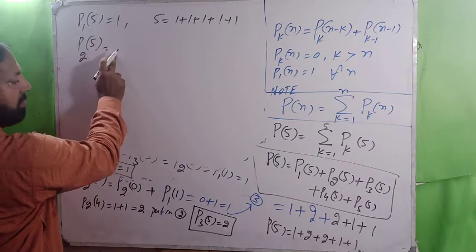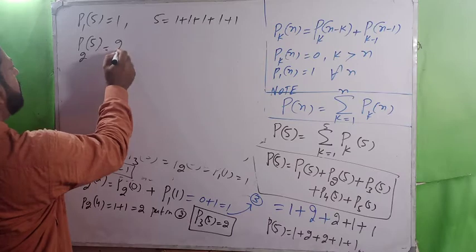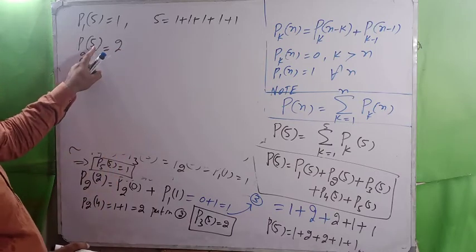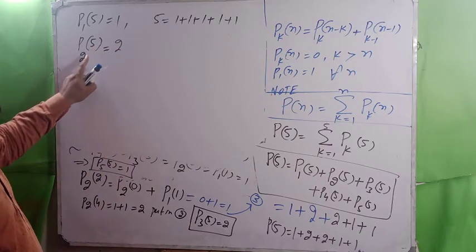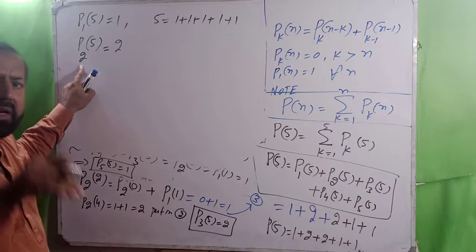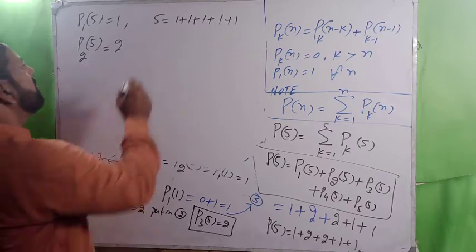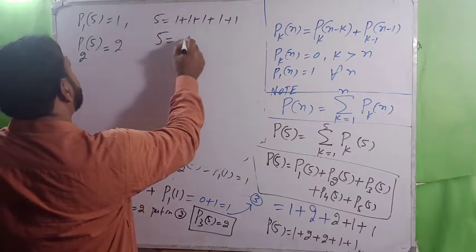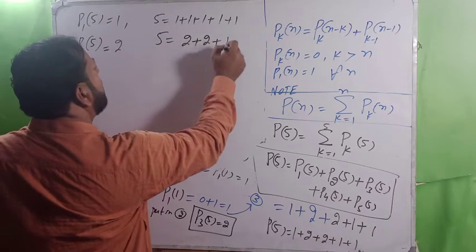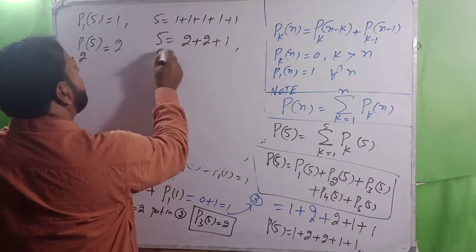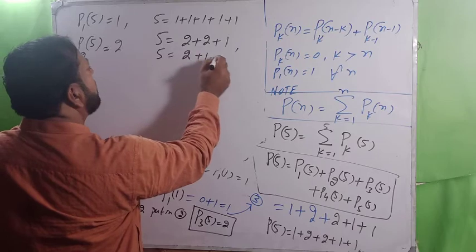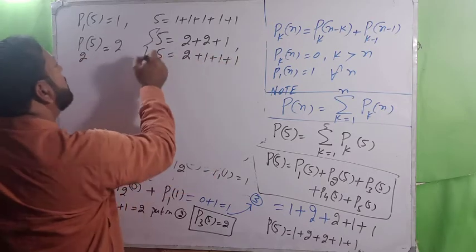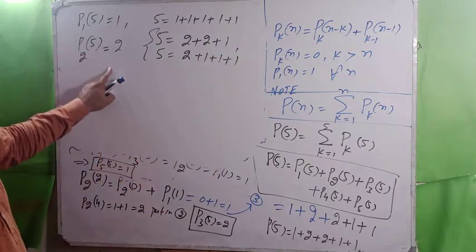is equal to 2. This means that the sum should be 5, which can be calculated with the help of integer 2 and lesser integers. So 5 can be written as 2 plus 2 plus 1, and secondly 5 can be written as 2 plus 1 plus 1 plus 1. So these are the 2 for P(2,5).